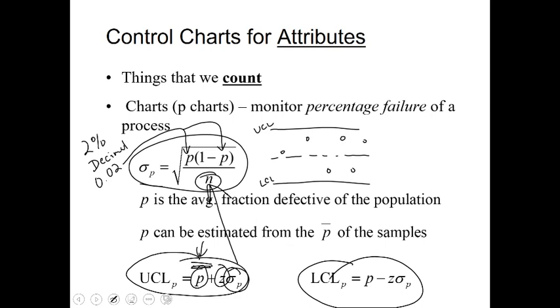So the 2 mistakes students always make with this problem are, 1, they don't use the decimal form, and number 2 is they don't take the square root of the entire fraction. Sometimes they just do the top, or they forget to do the square root at all. So it's not too bad. And then, of course, with the lower control limit, it's just the minus instead of the plus. So that's not too bad.